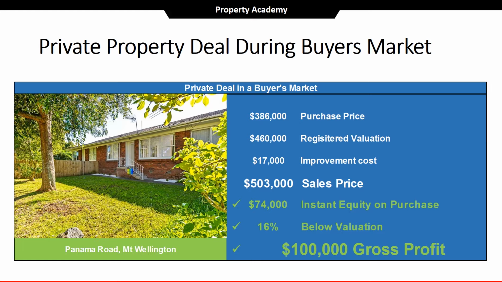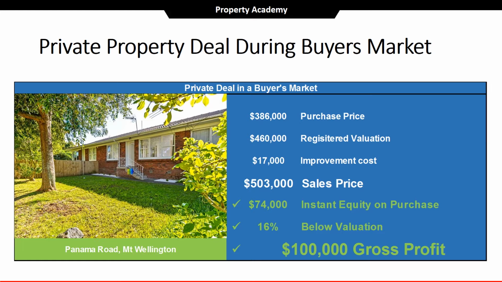Now, the good thing was that our sales price, when we actually put it on the market, we actually fetched $503,000. So the gross profit there was $100,000, and the instant equity that we're talking about is $74,000 off the bat, just based on the registered valuation, even before we spent any money on it at all. And again, that was purchased below the valuation, being 16% below. So already I knew I was onto a winner.